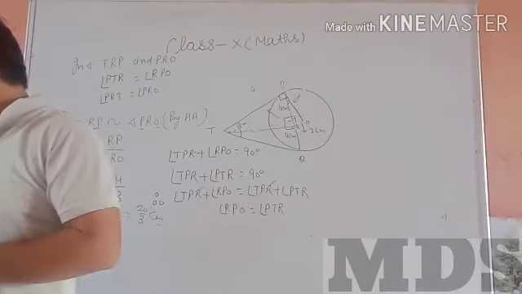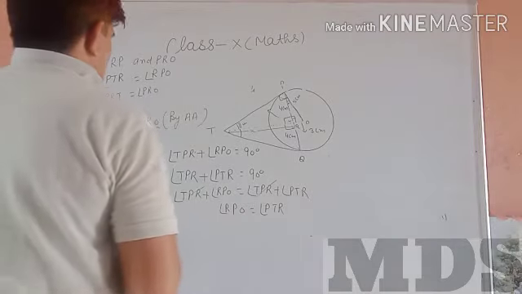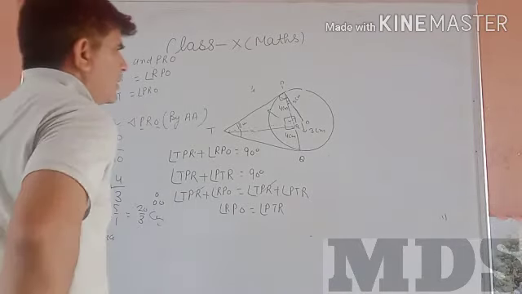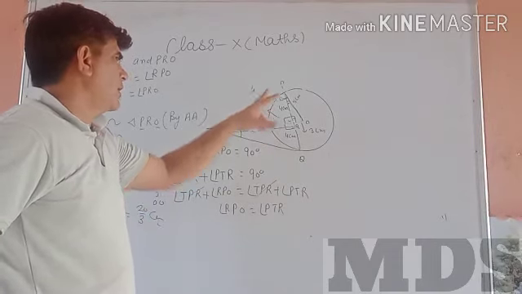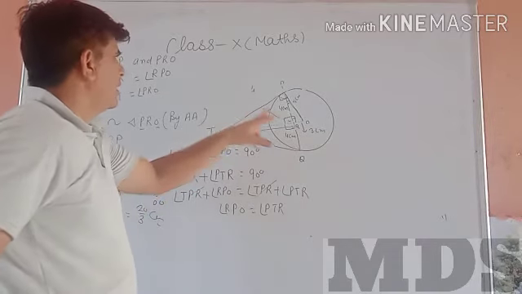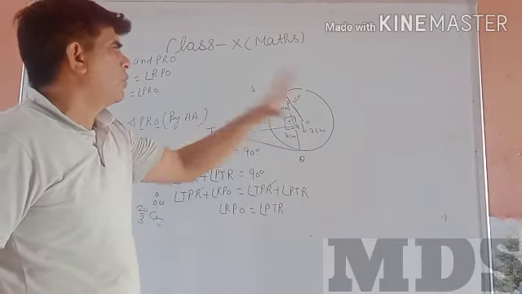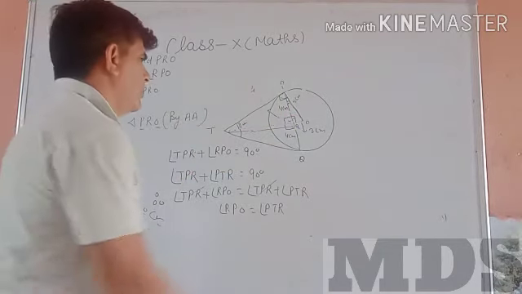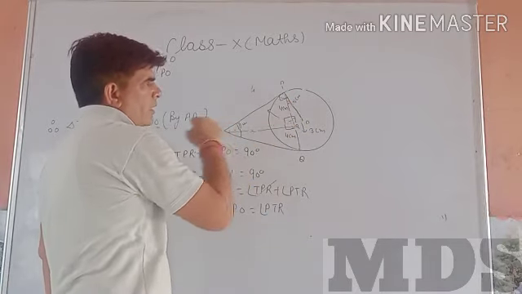Again, I want to repeat this question, and then I want to tell you what is given. This figure is given. We want to prove this triangle TRP is similar to triangle PRO. How is it possible? One angle of 90 is given. We will prove this angle equal to this angle.